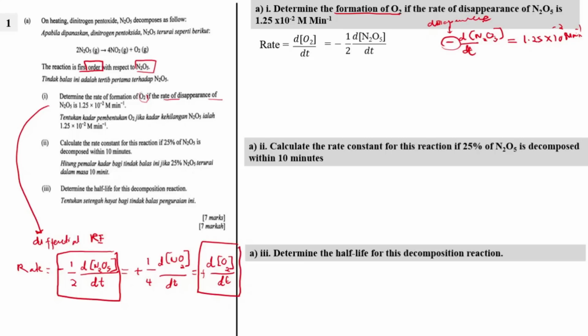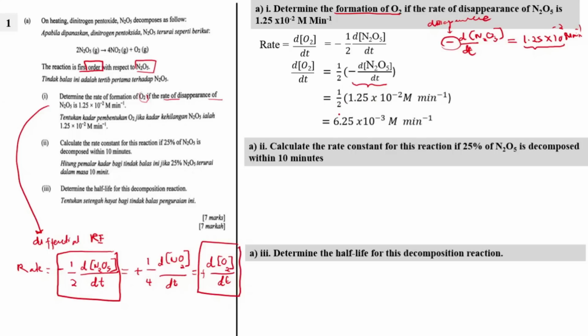Alright, so we can put the negative together, and then 1 over 2 is going to be plucked out of the bracket. And then this value here, we know the value to be 1.25 times 10 to the power of negative 2. So we're going to substitute that in. As a result, we can just do some multiplication and do some maths here. And lastly, we're going to get the rate of the formation, which is positive, means dihasilkan, is equal to 6.25 times 10 to the power of negative 3 molar per minute. Okay, so that's all for question A1.